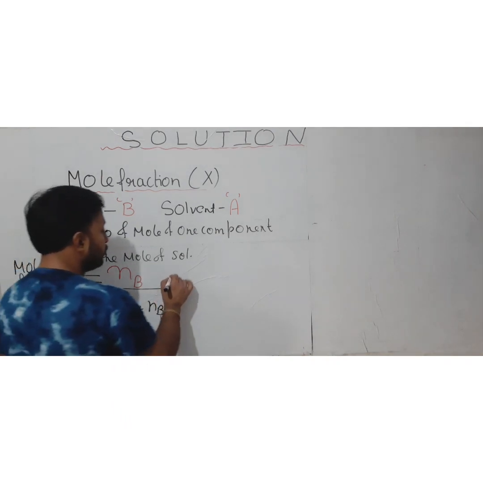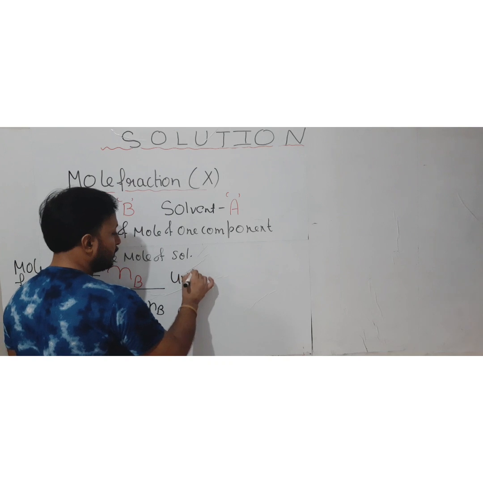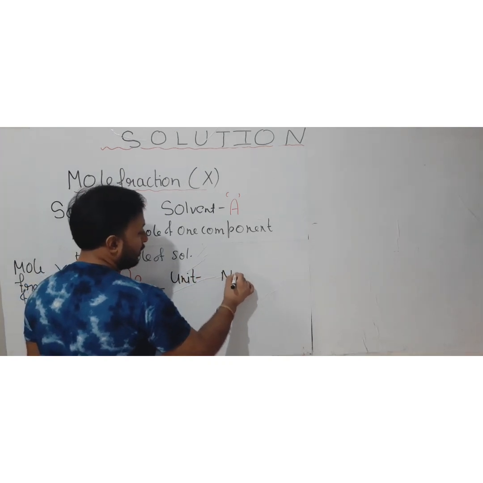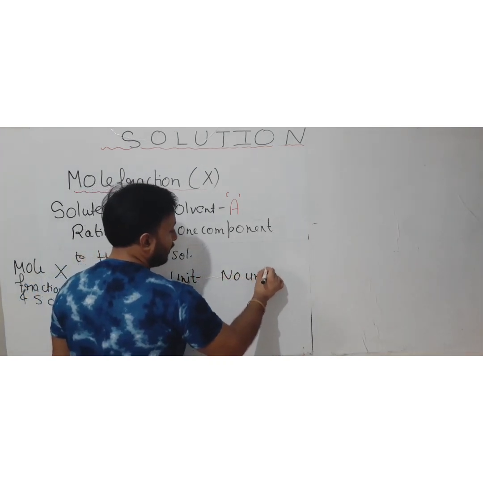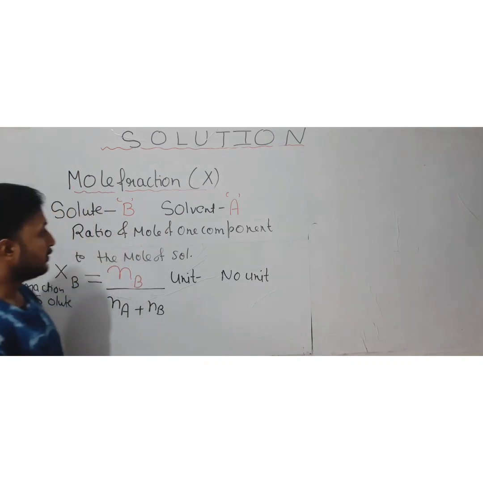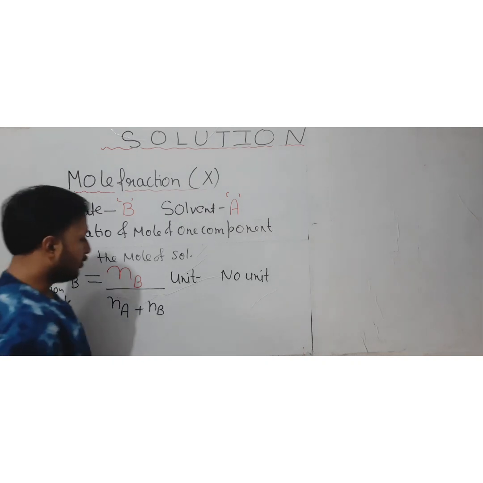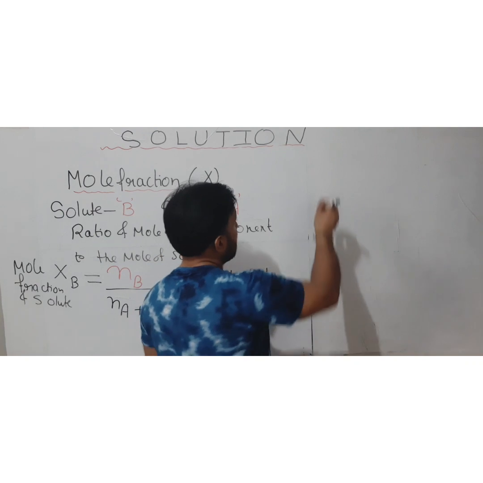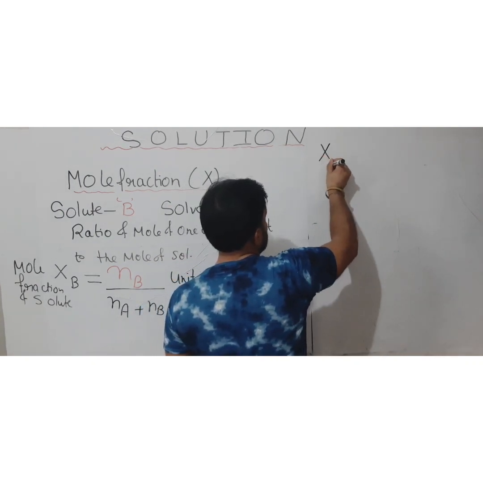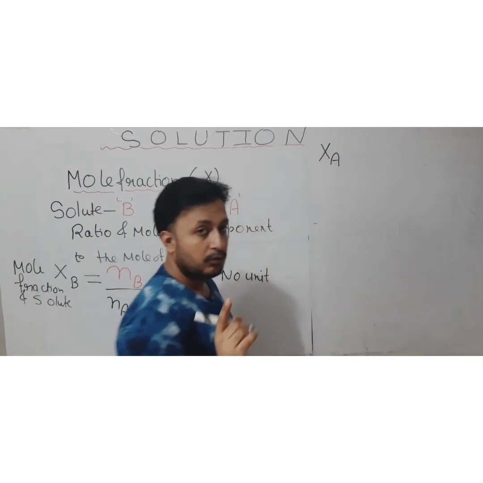Now when it comes to the unit, there is no unit here because it is a ratio of the same quantity, that is, a ratio of moles only. So there is no unit for the mole fraction of solute or of the solvent either. Now if you have to calculate the other component's mole fraction, that is XA, what was XA?